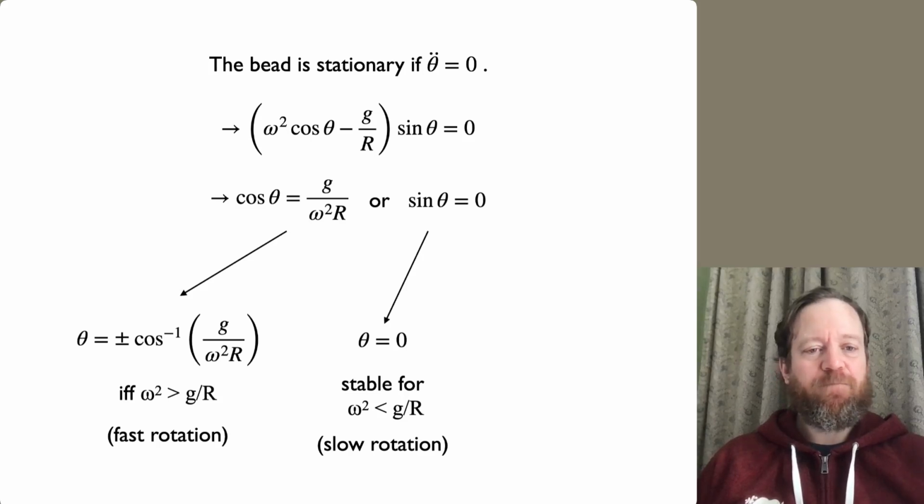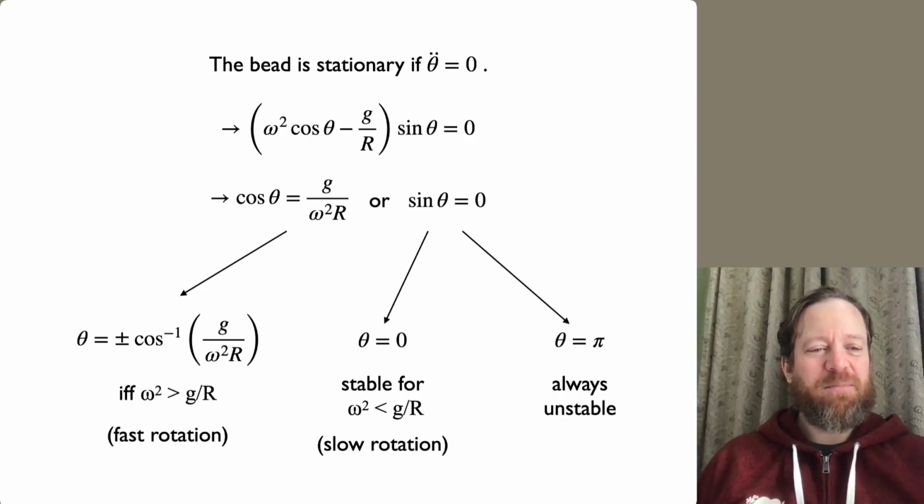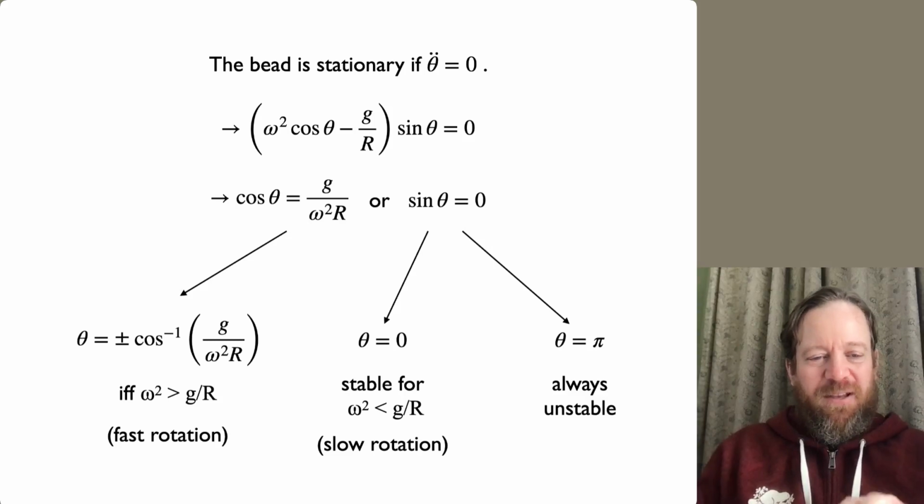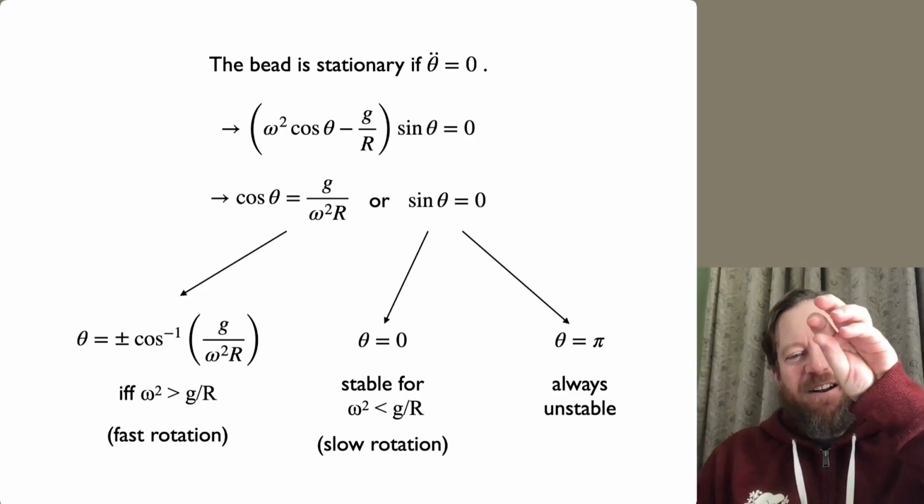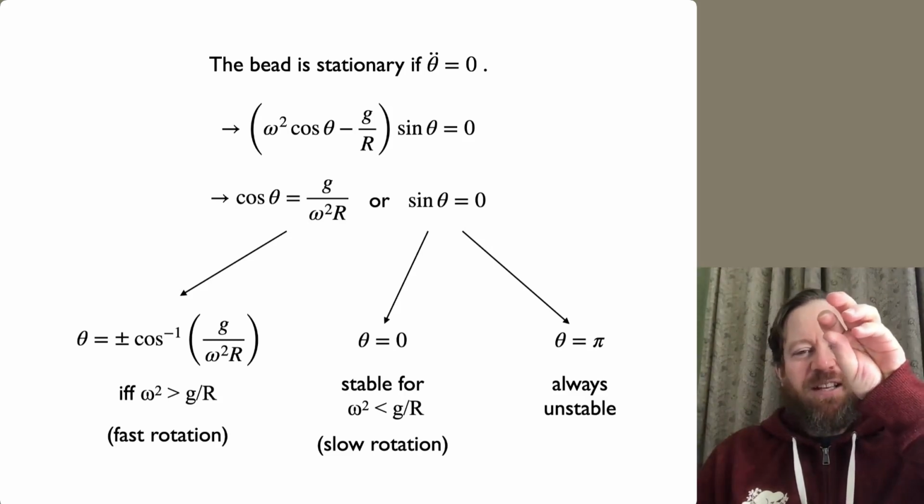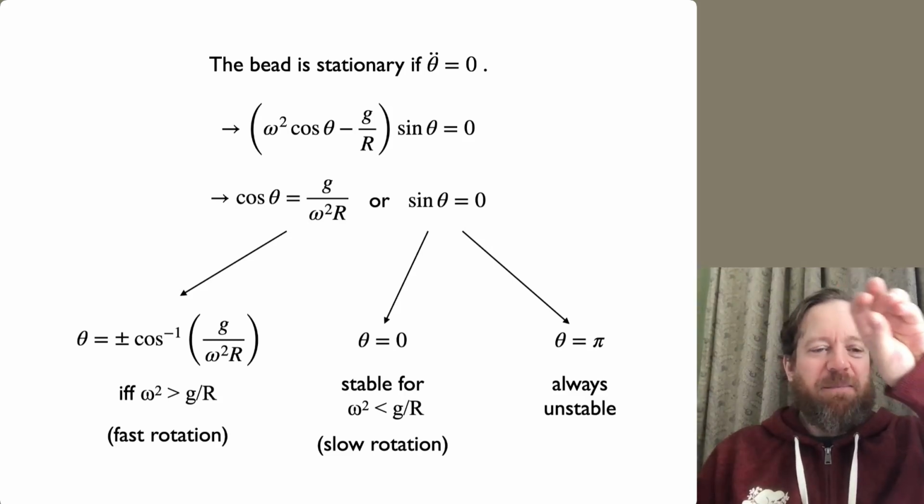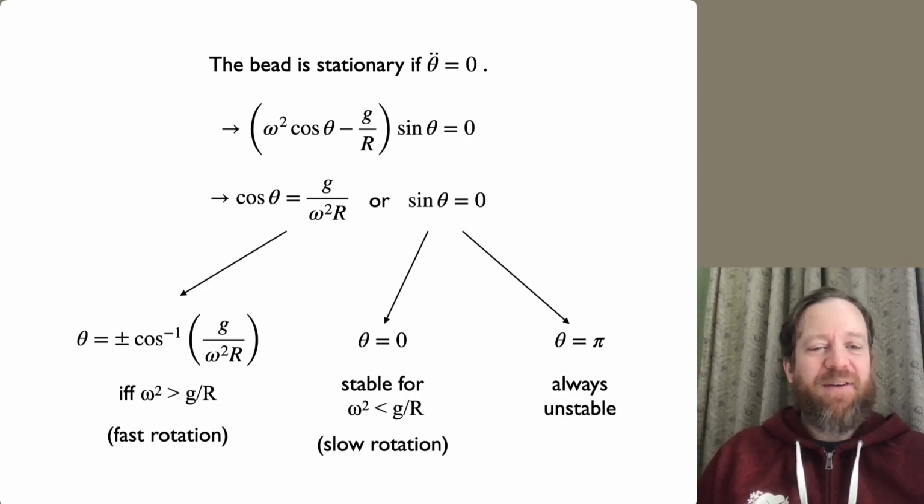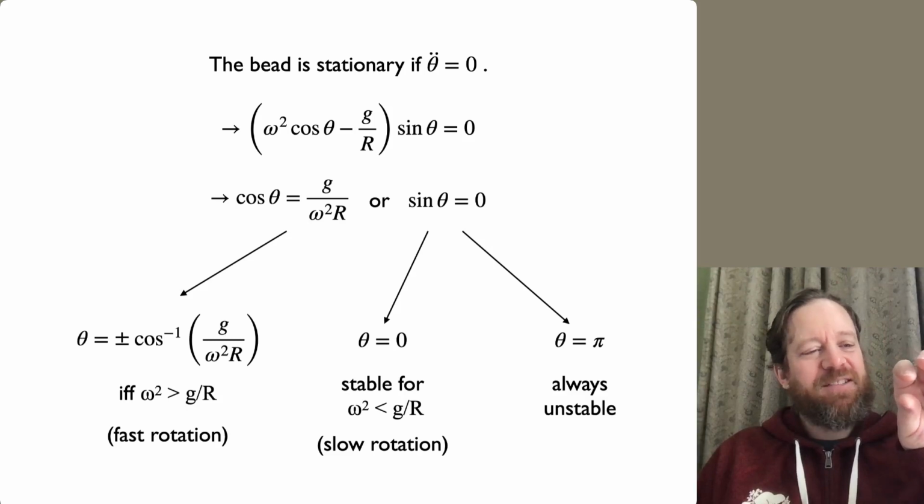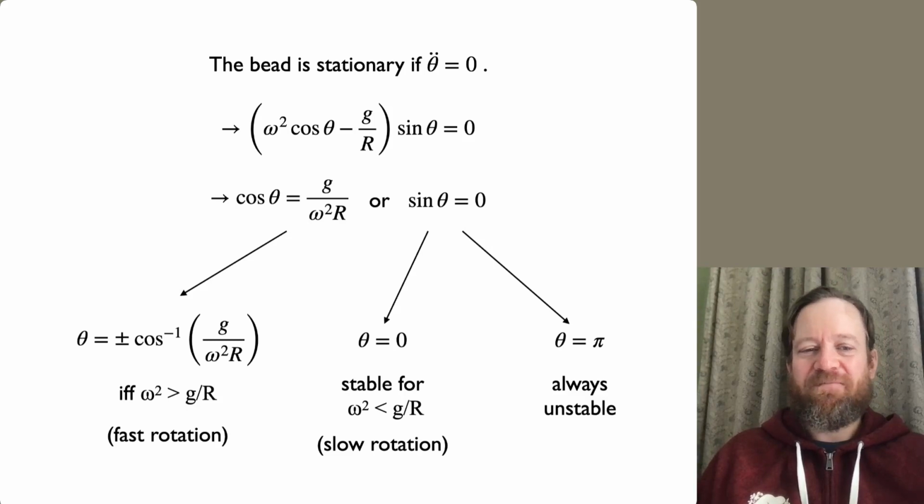There is one other possible solution to sine theta being equal to 0, and that is theta equals pi. If we have our hoop, this corresponds to the bead sitting right at the top. Of course, that's always unstable. Any little perturbation, in other words, anything that knocks it off just a little bit, will cause that bead to slide all the way back down to the bottom, or if moving fast enough, to some stationary point or some equilibrium point on the side of the hoop. Okay, so those are our steady state solutions.